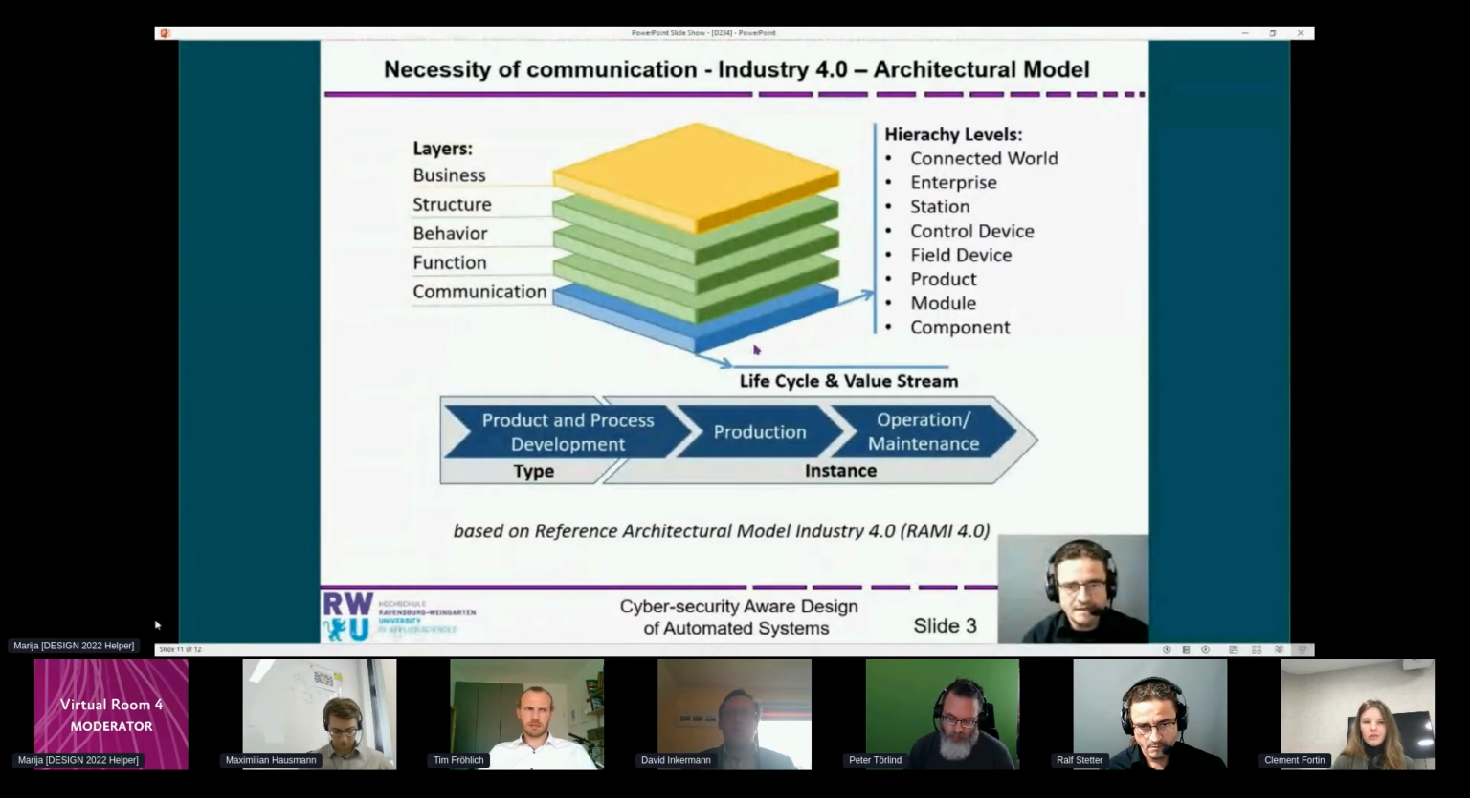And finally, there is a horizontal dimension. That's the life cycle and value stream, starting with the product and process development, the production, and the operation maintenance. And here we distinguish between type of product, which is independent of the final order, and the instance. So here, this describes Industry 4.0, and this enables communication.